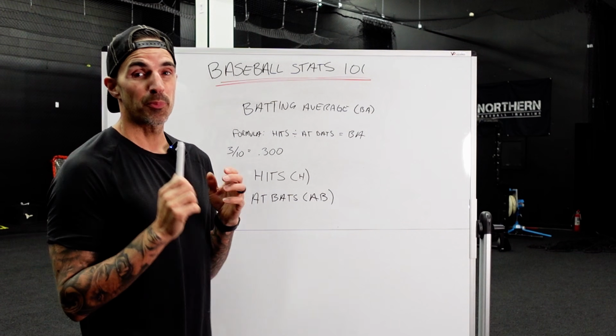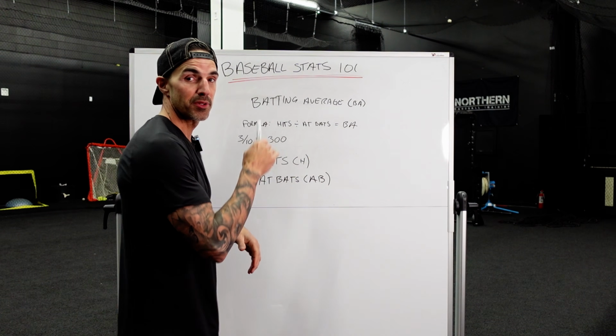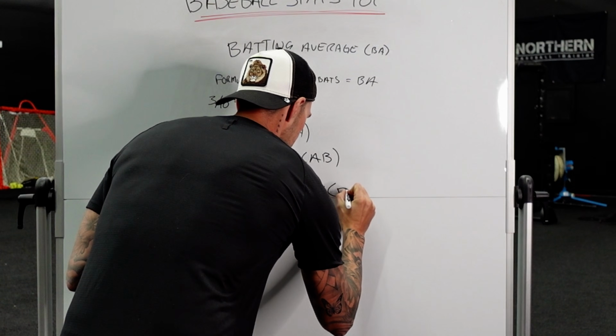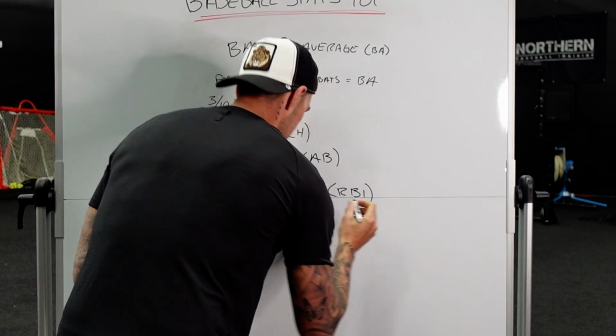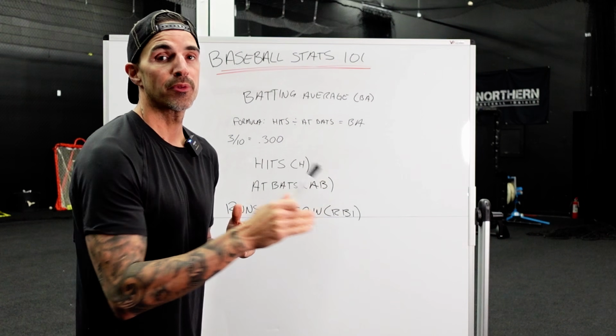Now a hit is when a player reaches base safely with a base hit, and at-bats are how many times the player gets up to the plate, excluding walks, hit by pitches, and sac flies. Now RBIs, or runs batted in, are when a player successfully scores a run with their hit.